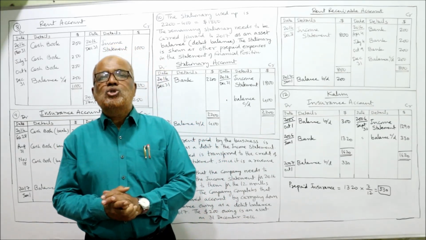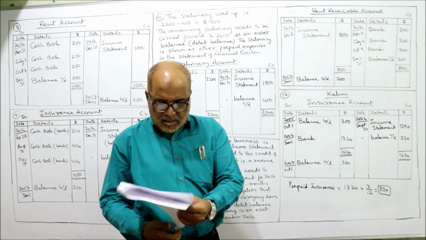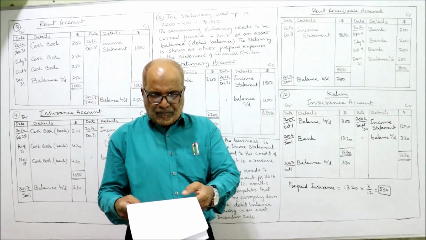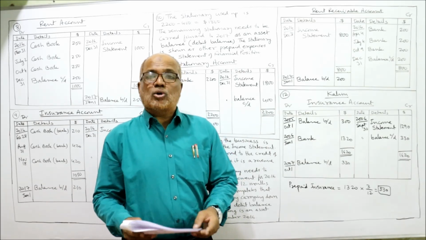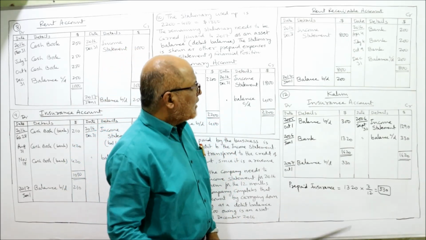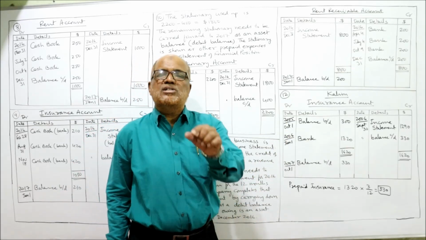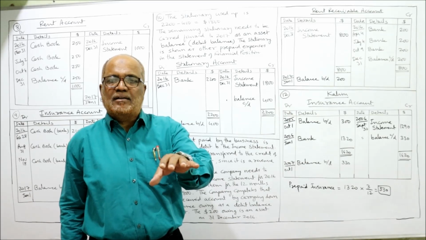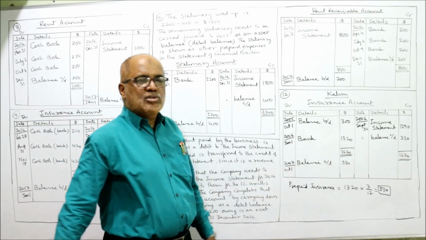Simply, we have to make the insurance account. First of all, there is a prepaid insurance of $300 on 1st October 2005. So here, 1st October 2005 balance brought down, because it is prepaid, it's an asset. An asset will show debit balance. The balance brought down $300.